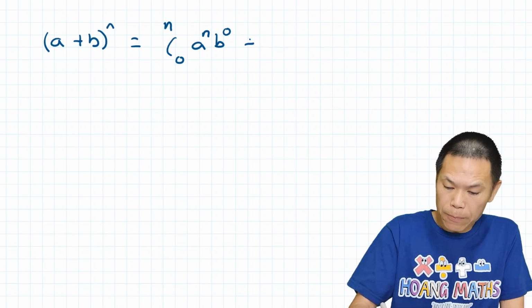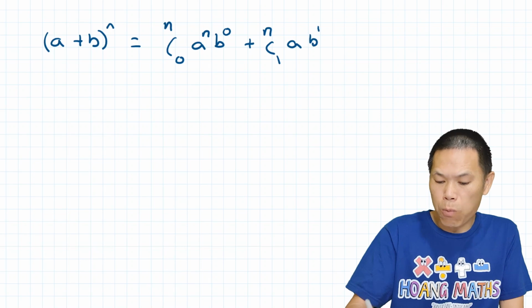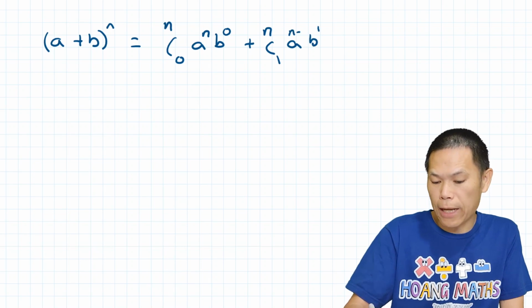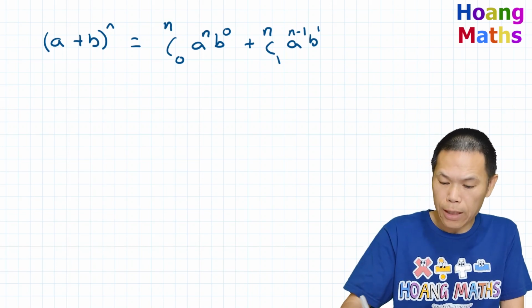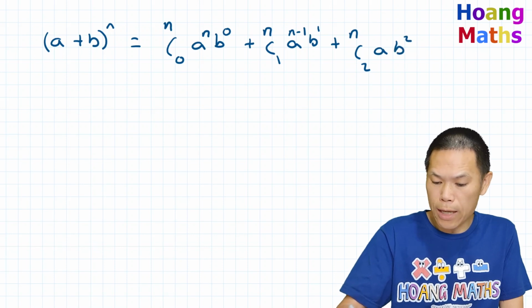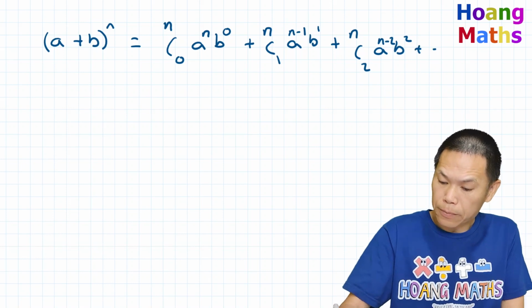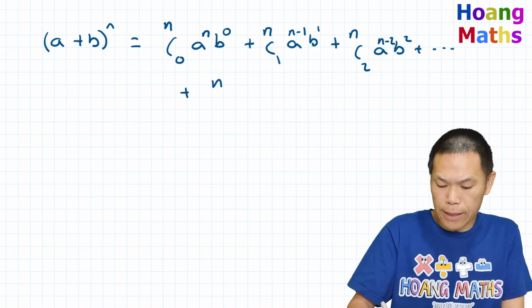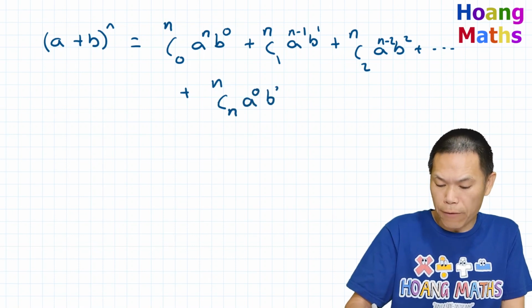And then we add nC1 a^(n-1) b^1. So therefore, this should be n minus 1. The index add up must give me n. Okay, keep that in mind. So we add nC2 a^(n-2) b^2, and then we add nCn, that's the last term, so a to the power of 0, b to the power of n.